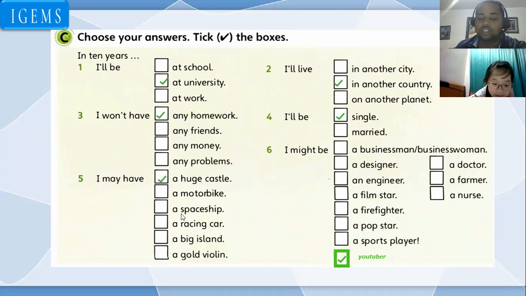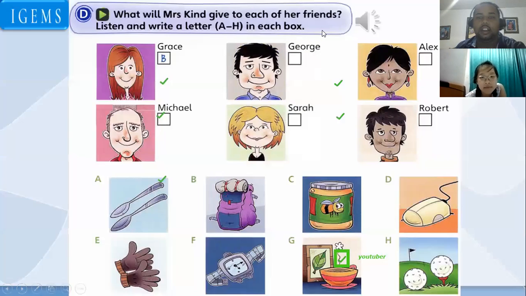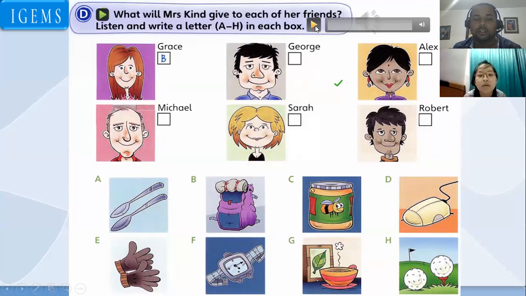So let's just continue. Okay, look at that. I'm afraid that I will have to, let me see if you can listen from here. Okay, so I would like you to tell me again. We are going to listen to the audios. And then I would like you to tell me what Mrs. Kind will give to each of her friends. So listen and write the letter. Obviously, you're going to take the boxes right here in order to complete the exercise. Listen carefully.